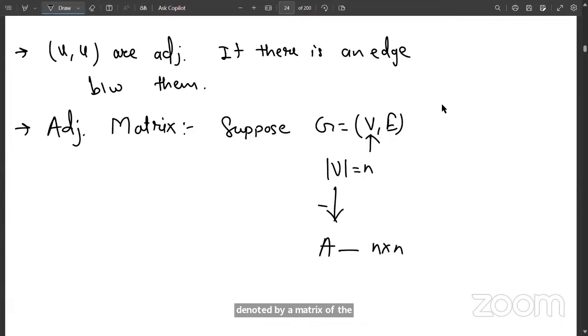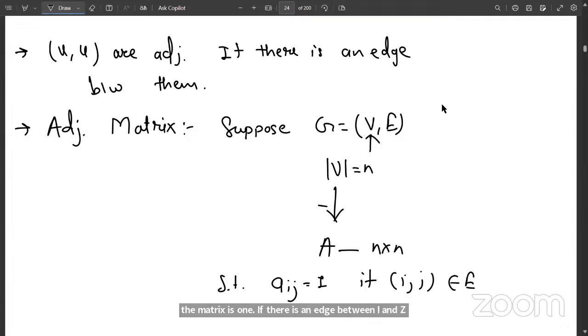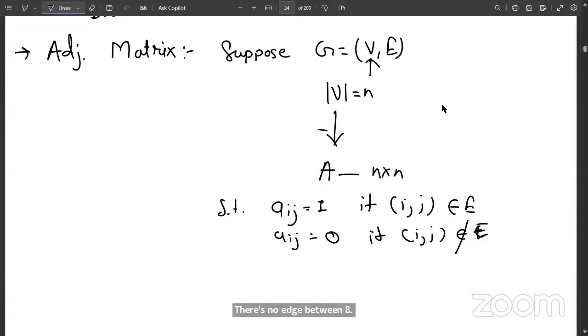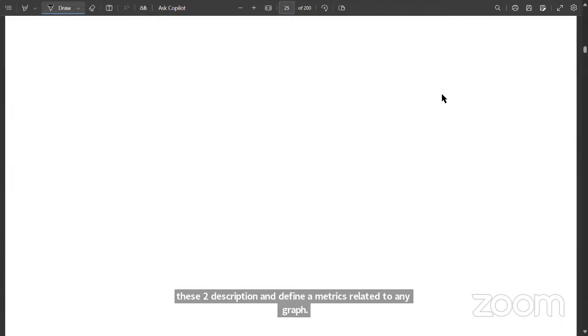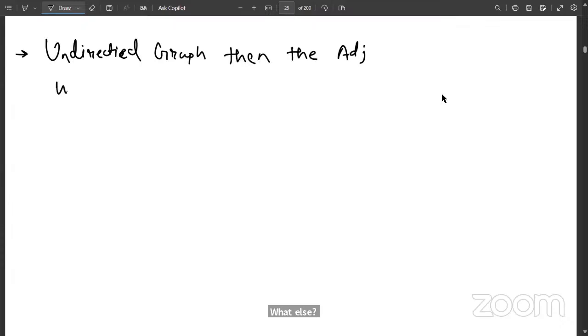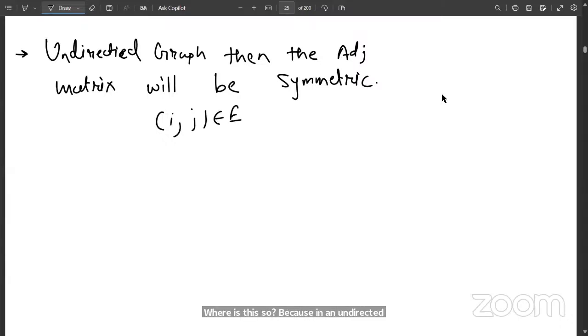Any graph with N vertices can be easily denoted by a matrix of size N by N in such a way. We form this matrix so that the ijth entry of the matrix is 1 if there is an edge between I and J, and the ijth entry is 0 if there is no edge between I and J. Using these two descriptions, I'll define a matrix related to any graph. Okay, I have a simple question here. If you have an undirected graph, then the adjacency matrix will be symmetric. Why is this so? Because in an undirected graph, if there is an edge between vertex I and J, then we can easily say that there is also an edge between vertex J and I. Okay, so this is one point.